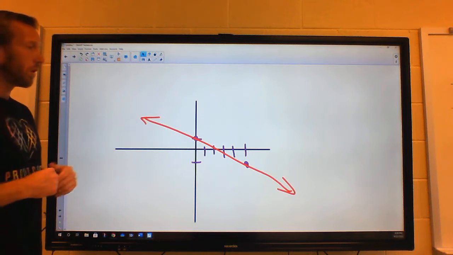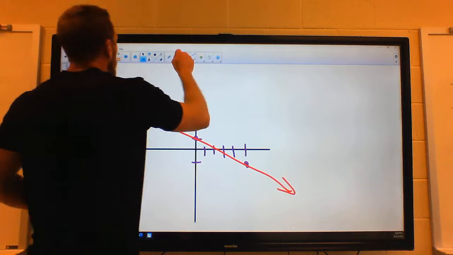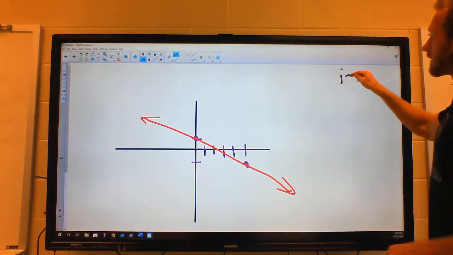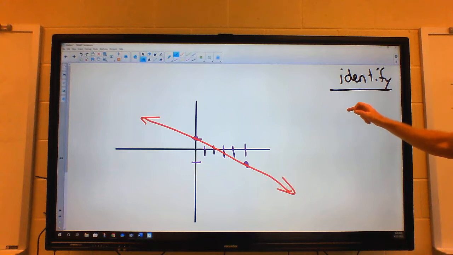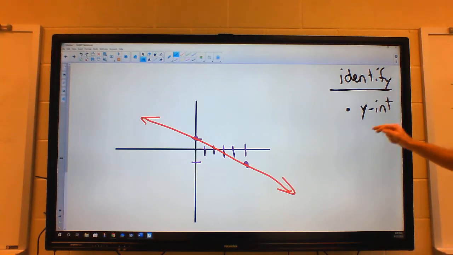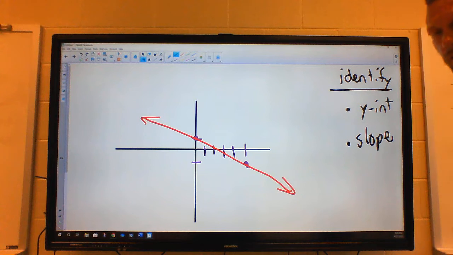Press pause if you need to. Boom, here's the picture of the graph. So let's talk through the two things that we need to identify. Okay, the two things we need to identify, one would be the y-intercept, and the other would be the slope. Once we have those, then we can write the equation of this function. Okay, the equation of this linear function or line.